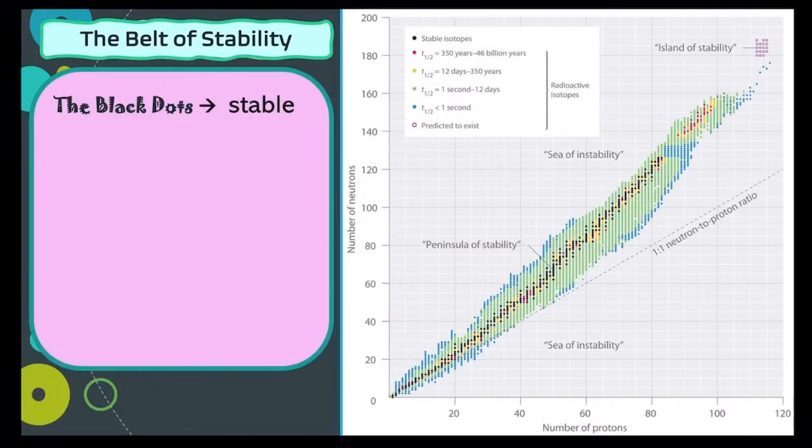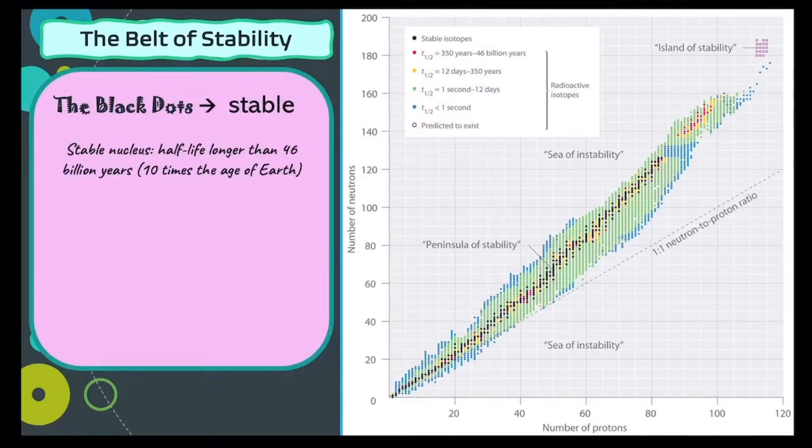Take a look at this other graph representing the belt of stability. There are a few more colors on this graph for us to examine. The black dots, though, still represent stable isotopes. Now, when we say stable isotopes, that means that the half-life of these isotopes is longer than 46 billion years, which is approximately 10 times the age of the Earth. So they are around for a very, very long time.